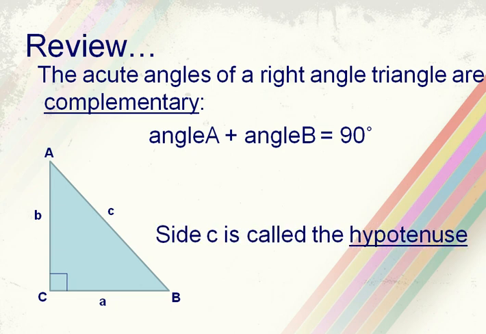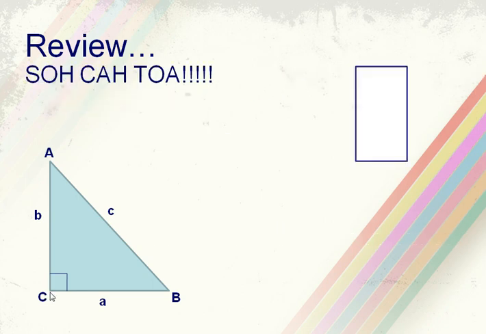In addition, we know that side C is called the hypotenuse because it is opposite the right angle, which is angle C in this case. We also have a quick mnemonic that we learned last year, SOHCAHTOA, which helps us remember the three ratios: the sine, the cosine, and the tangent of an angle.